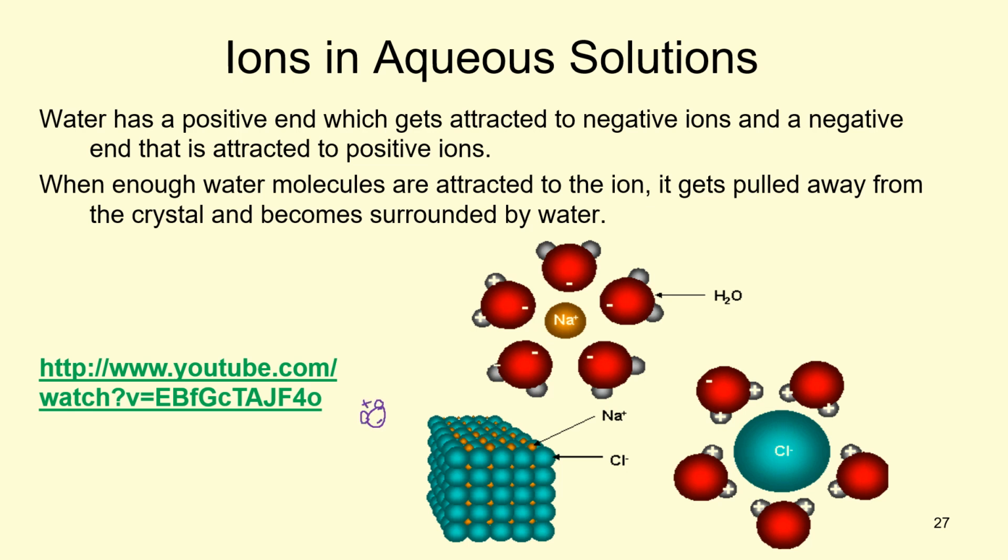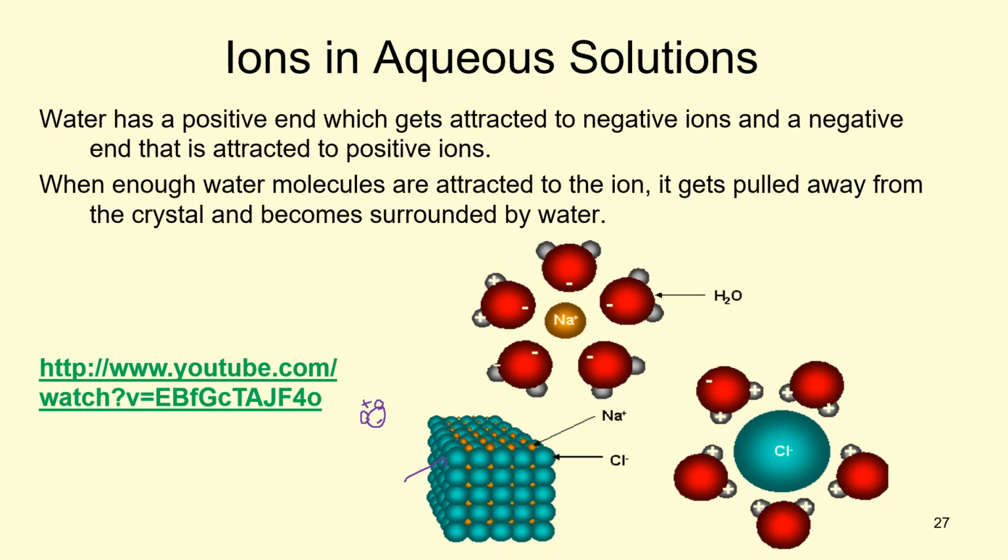And so what happens is the negative end of the water molecules are attracted to the positive sodium ions, and they'll come and kind of be attracted to the positive ions. And then the positive ends of water will come and attack the chloride. And so if enough water molecules surround this chloride ion and carry it away, then more water molecules will come in and it'll just kind of carry away the different ions.